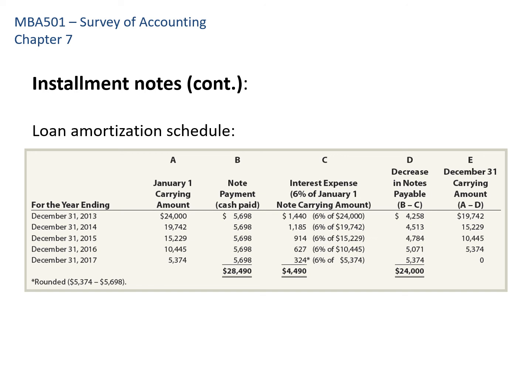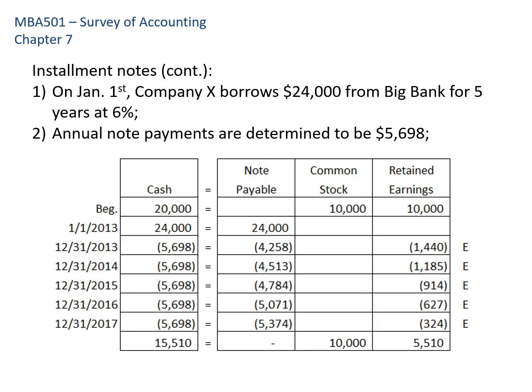The reason I would need to do an amortization schedule like that is that each year I'm going to pay out $5,698 in cash, and I need to know what the other side of the equal sign is going to be. How much am I going to apply towards the note payable column? How much am I going to pull down retained earnings for interest expense over that period of time? By doing that amortization table, I can record each of those entries appropriately at the end of each of those years.